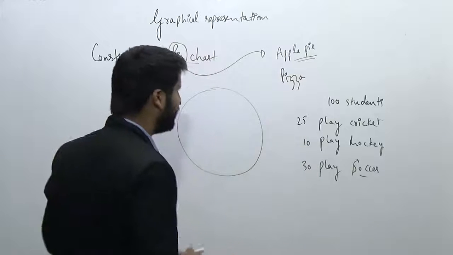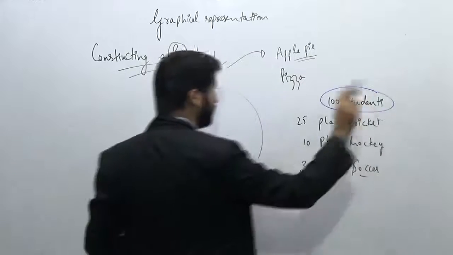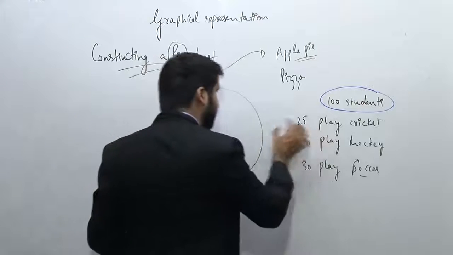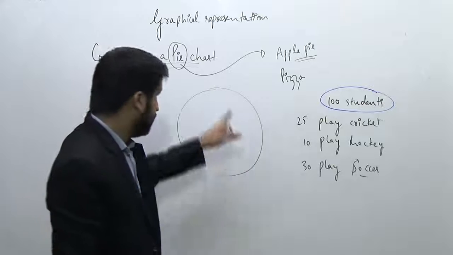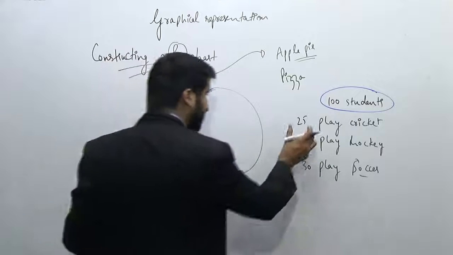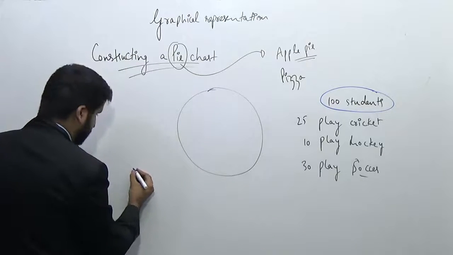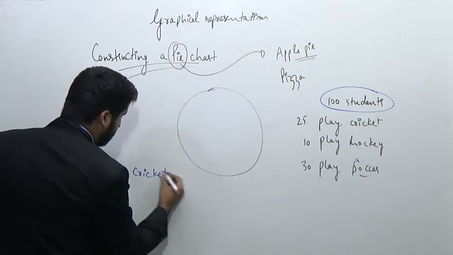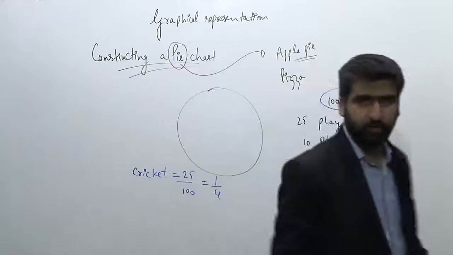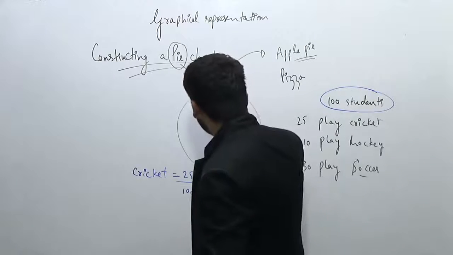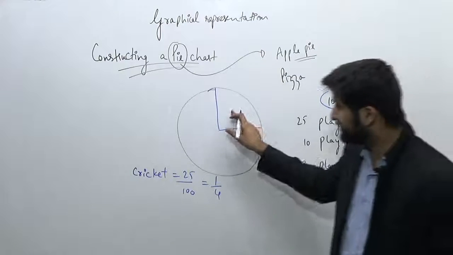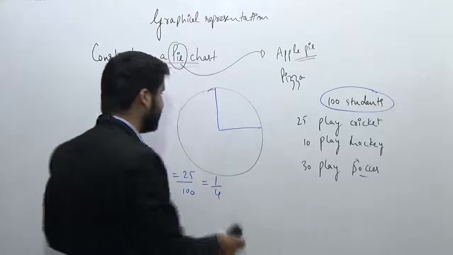Now guys, see, we have a total of 100 students. So consider this 100 students as a whole pie or as a whole pizza. Now 25 students will get how much slice of a pizza? What is the region of this pie which will be given to these 25 students? We can find out the share of these 25 students. This is equal to 25 upon 100. So they are 1/4 of the total. So out of this circle, I will choose a sector which has the area 1/4 of this total circle. So this is the share of the students who play cricket, right?